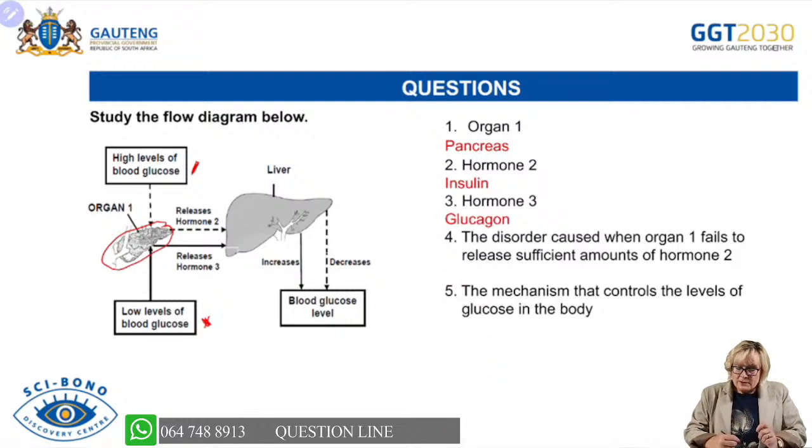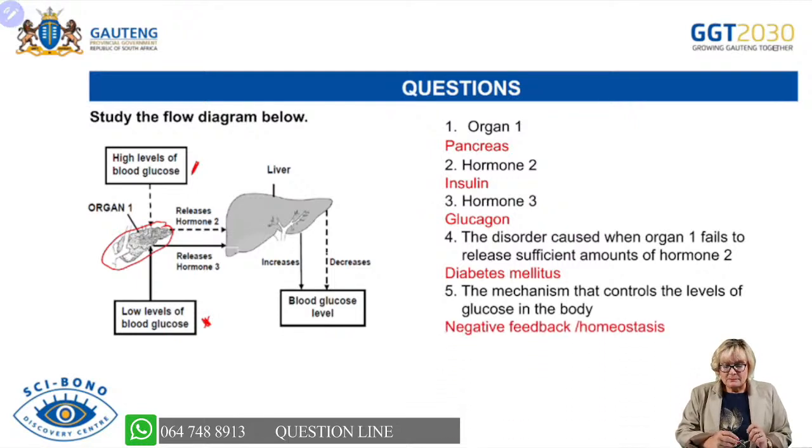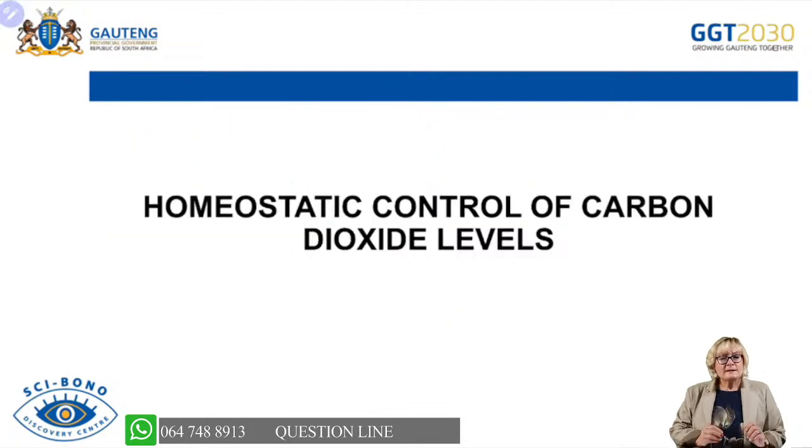And then they want us to say, number 4, the disorder caused when organ 1 fails to release sufficient amounts of hormone 2. If the pancreas can't release enough insulin, what do we call that? Diabetes mellitus. And then the mechanism that controls the levels of glucose in the body, what mechanism is that? Negative feedback mechanism, or you could have said homeostasis. All right, that's the one that you have covered this year, the homeostatic control of blood glucose.